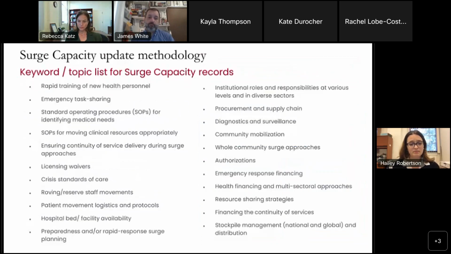Next slide, please. The next few slides present the specific surge capacity methodology that we used for this update. As referenced in the previous slide, our team compiled a list of keywords and phrases to help guide us in our search for surge capacity records. The keywords and phrases shown here were chosen based on a review of the surge capacity literature, collaboration with our research partners, and subject matter expert determination. They represent topic areas and issues relevant to each of the 4 surge capacity tags.